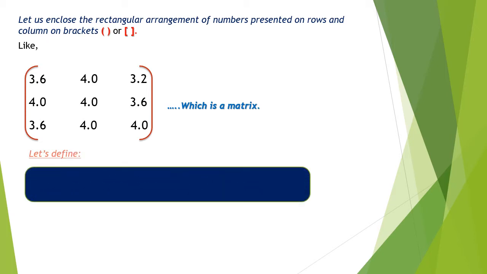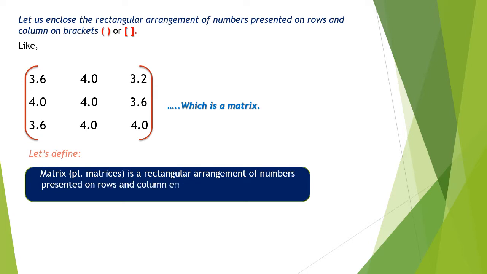Now you can see the definition. A matrix, in plural matrices, is a rectangular arrangement of numbers presented in rows and columns, enclosed by a bracket. It must be columns here, plural. You can use this type of bracket, or this type of bracket also. And matrices are usually, almost every time, denoted by a capital letter.